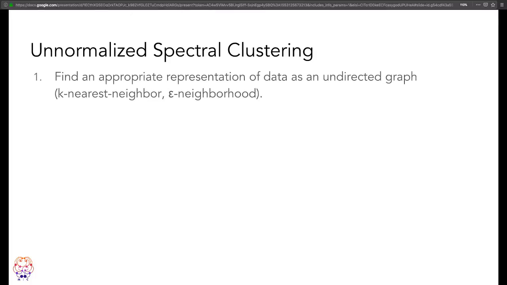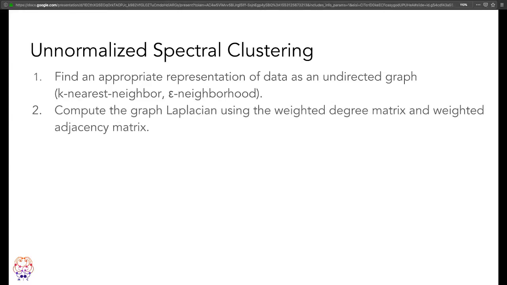So, here's sort of the algorithm. I kind of went through it a little bit already, but to have it all on one slide, basically what we're going to do first is take all of our data and find some meaningful representation of it as an undirected graph. We're going to connect those points in some meaningful way via k-nearest neighbor or via epsilon neighborhood, whatever you find most suited. And then we're going to compute the graph Laplacian.